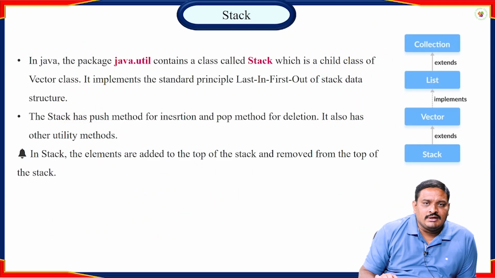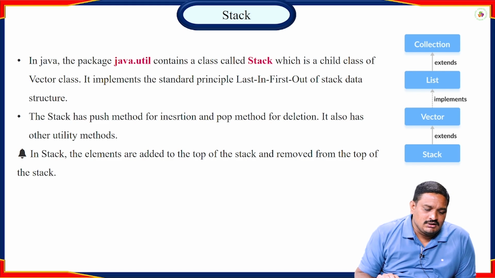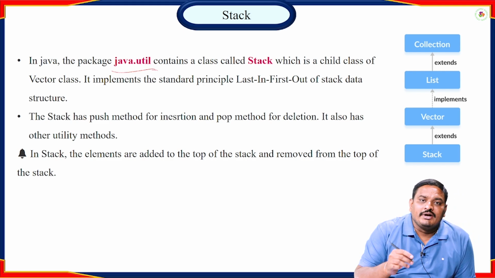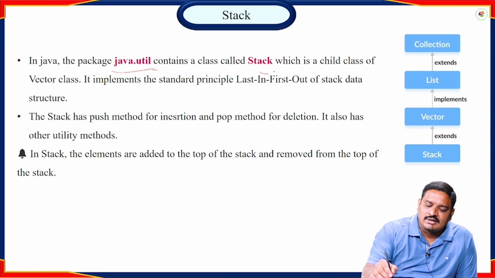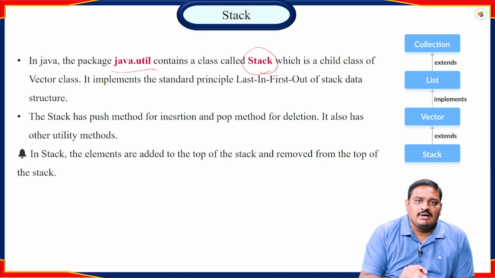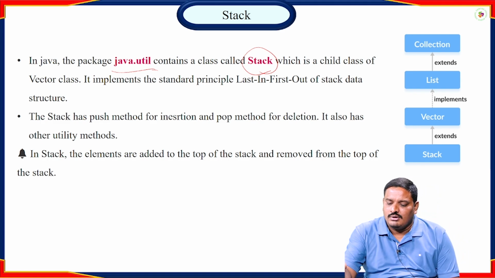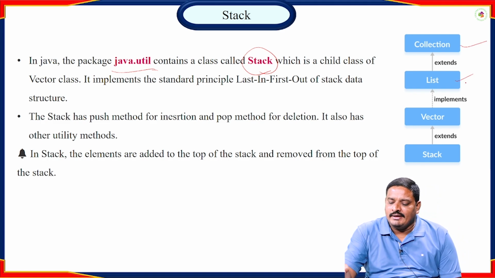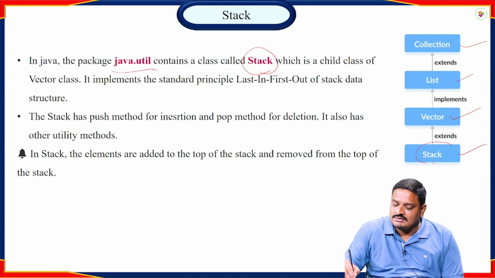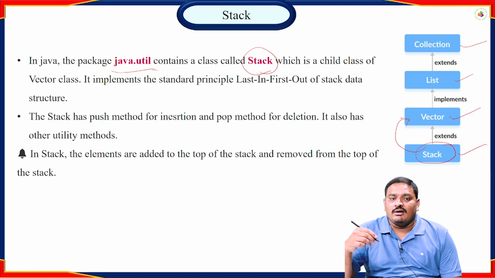The next class is the stack class. The stack class is under the java.util package. It is a child of the vector class. See this example: it is a collection list, under the list the vector class is there, and after that vector, the stack class is there. The stack class is a child class of the vector class.